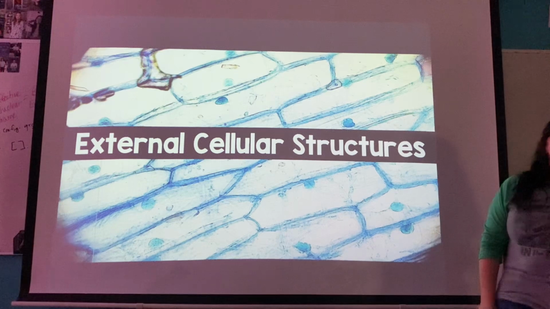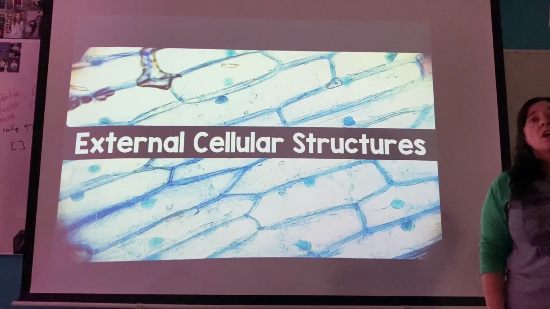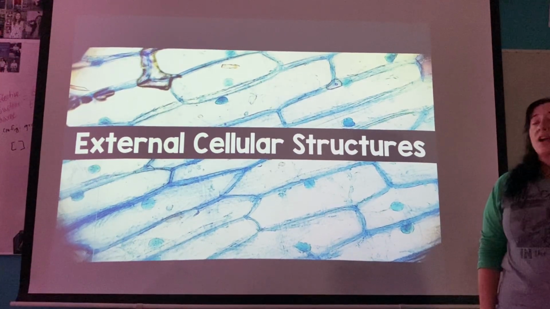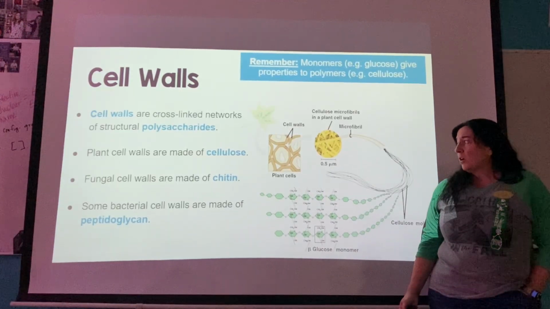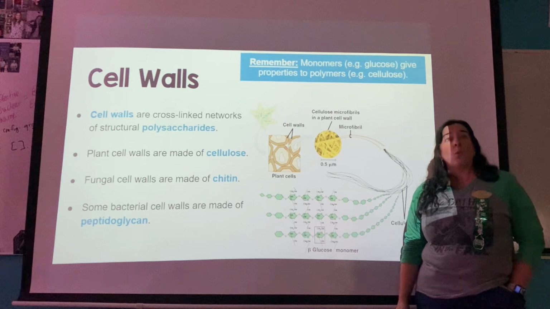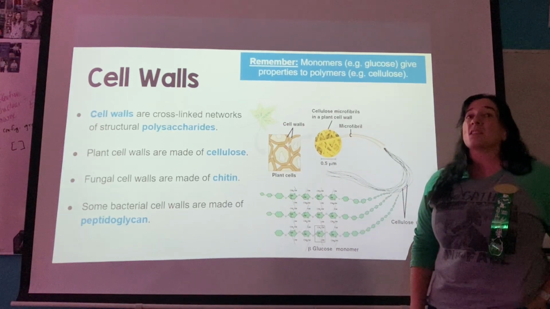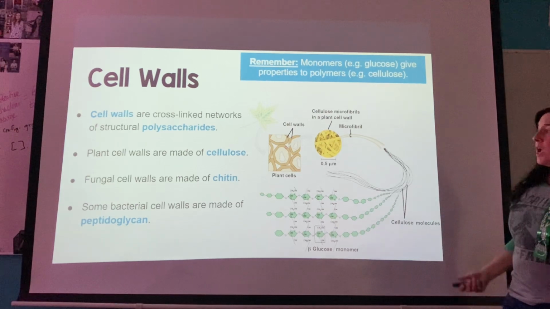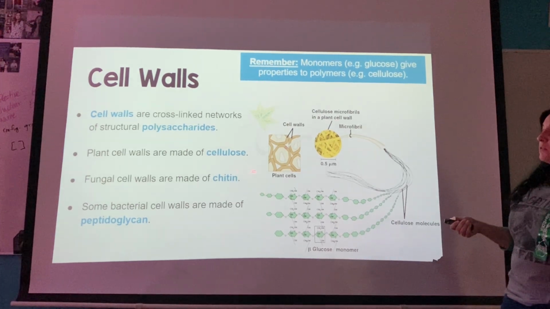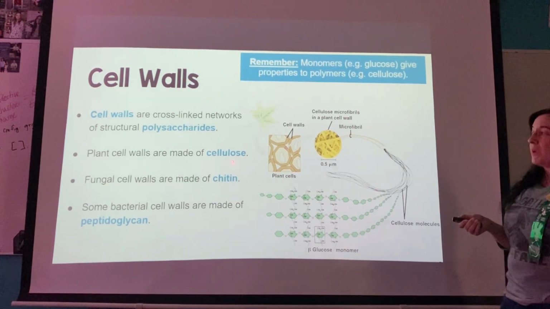Okay, let's talk about the external cell structure. So we have things outside of the cell that also help to support us. We always talk about collagen. Collagen is one of those different proteins that's going to be found outside of the cell, and it helps our cells. Sorry, let's talk about cell walls first. Plants are made out of cellulose.